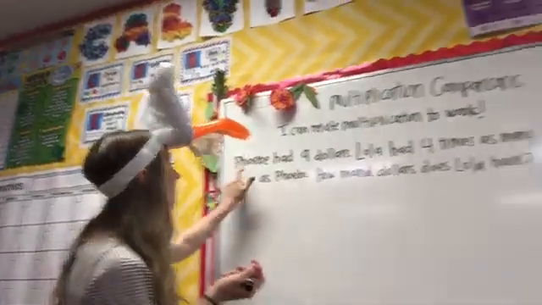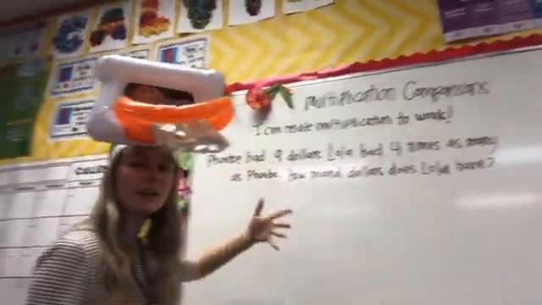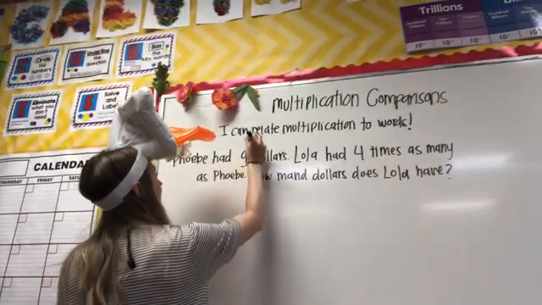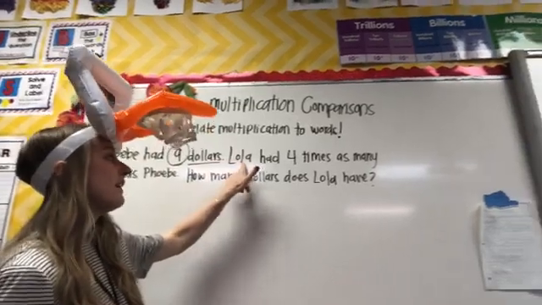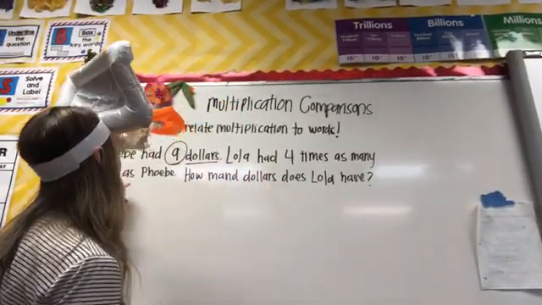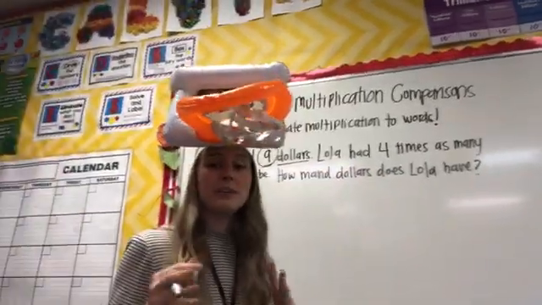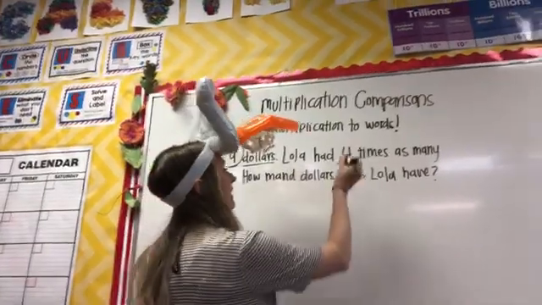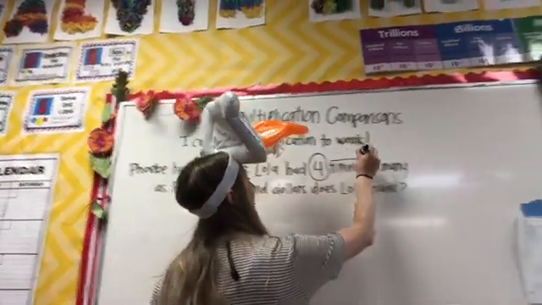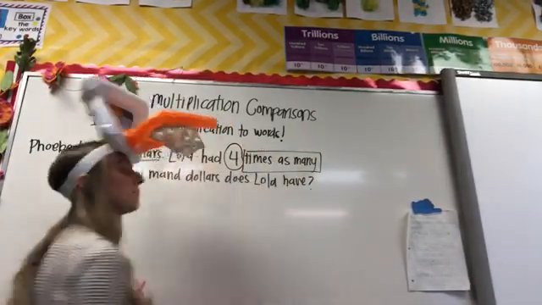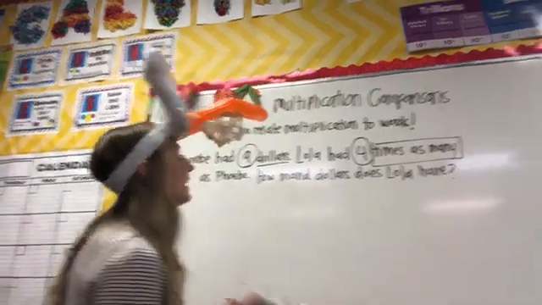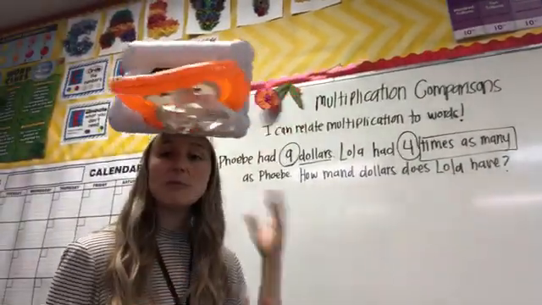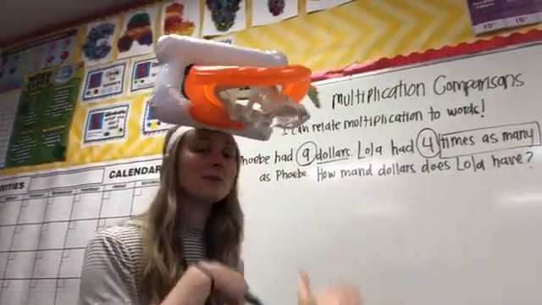Here is our first question today about multiplication. It said Phoebe had $9. So we're going to circle our 9, and we know that they're dollars. It says Lola had 4 times as many as Phoebe. So here is something so important we're going to need for the rest of the lesson. We're going to circle our 4, but times as many. This is a key word. We're going to be using times as many as a lot in this lesson because we're changing multiplications into words and words into multiplication.